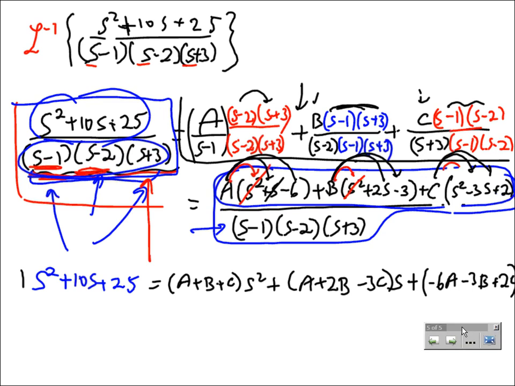Well, on the left I have 1 s squared, so on the right I better have 1 s squared. That is, that should equal 1. Plus 10 s's, plus some number of s's. Well, that number should be 10, plus a constant of 25. That should be 25.